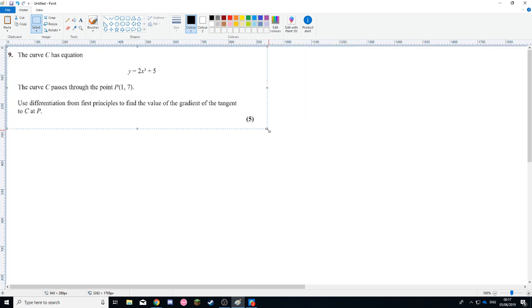These questions are just long, but once you get it, you get it. So first, the first mark you get is for saying let f of x be equal to 2x cubed plus 5. This is 1 mark. The fact that it passes through point P you don't use until the end. You just want to differentiate first.